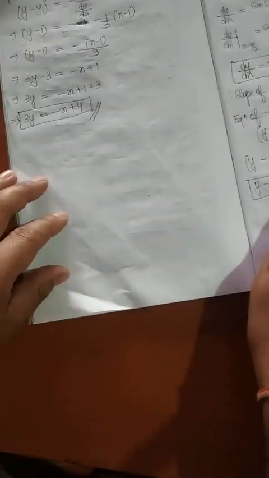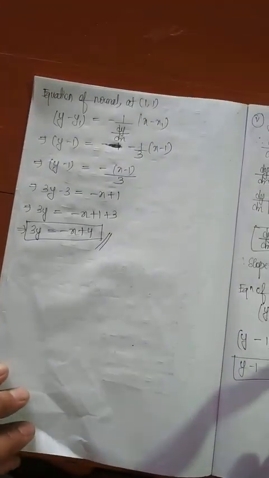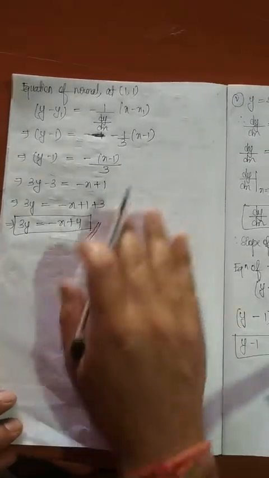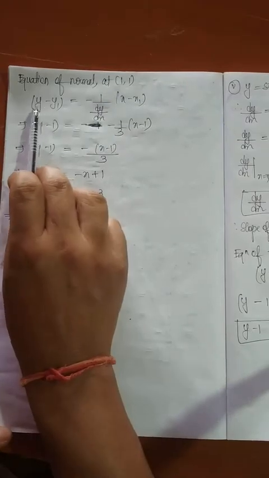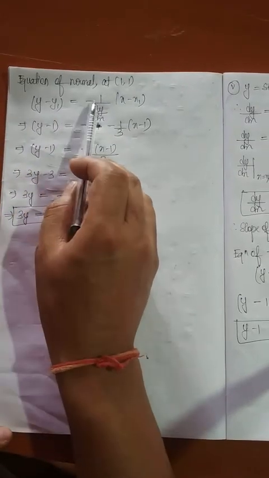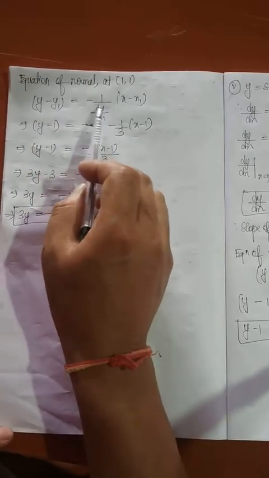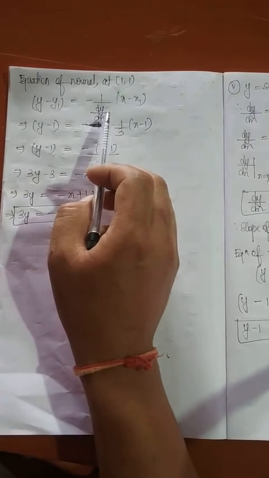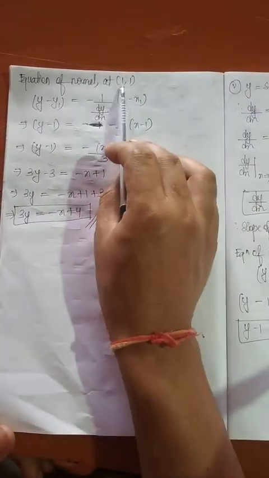So equation of a normal will be like this. Equation of normal. So equation of normal at which point? Equation of normal at 1, 1. Again, the formula is y minus y1 is equals to 1 divided by dy by dx. You know the change. When it's normal, you know the change. X minus x1. So put the values.